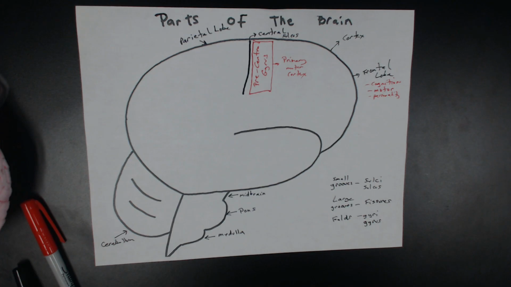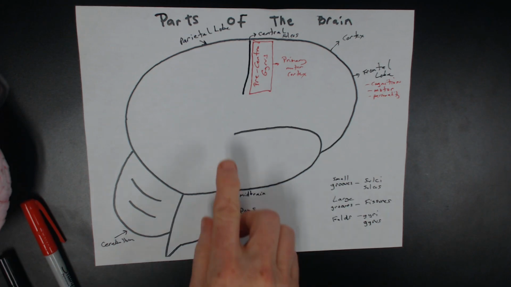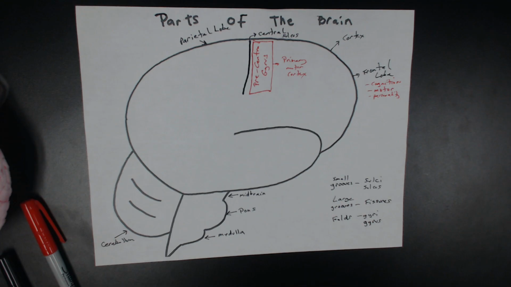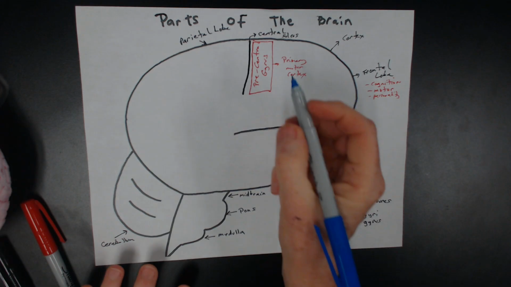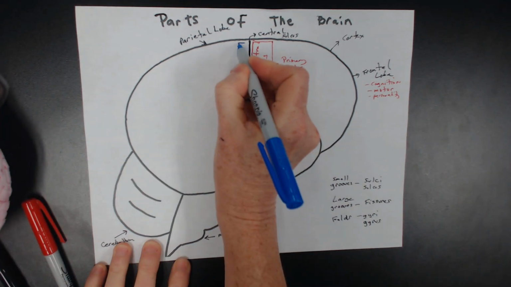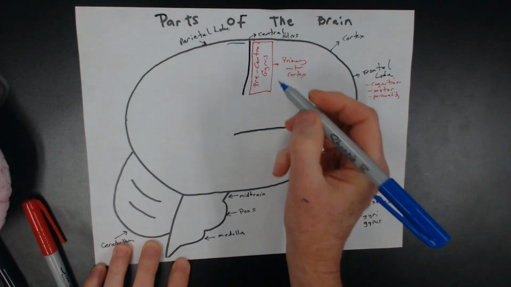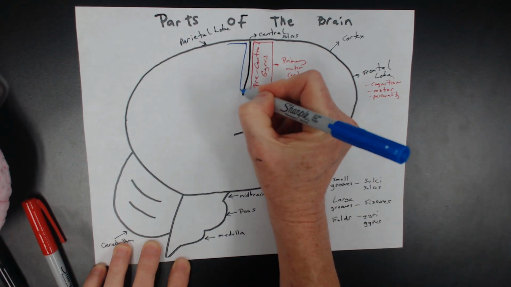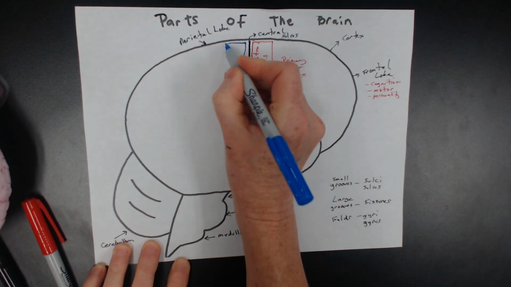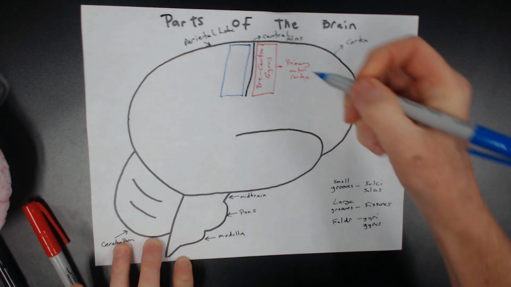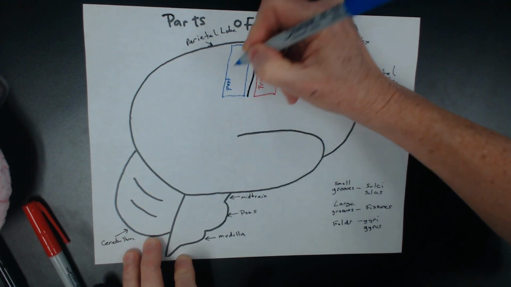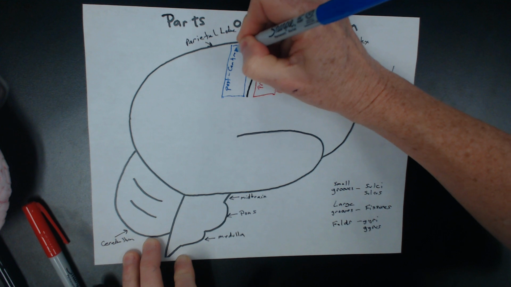Does anyone know what the parietal lobe is associated with? Sensory, great. Somatosensory, awesome. So let's go ahead and put, what's your name? Kayla. All right, Kayla. So Kayla says that in the parietal lobe, it's associated with somatosensory information coming in, and actually somatosensory information is ultimately delivered to this area, which is called the post-central gyrus.